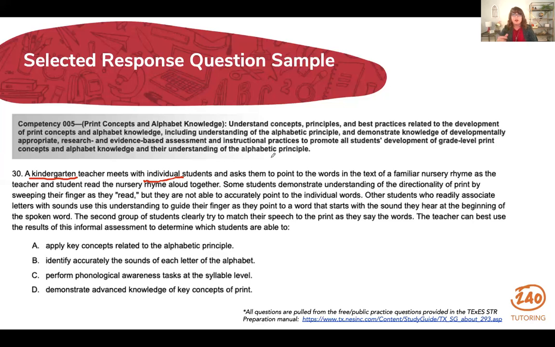Okay, so we've got one group of students who can point to those words as they hear those sounds and one group of students who cannot. So choice A best describes what information the teacher can get from this informal assessment. So apply key concepts related to the alphabetic principle.